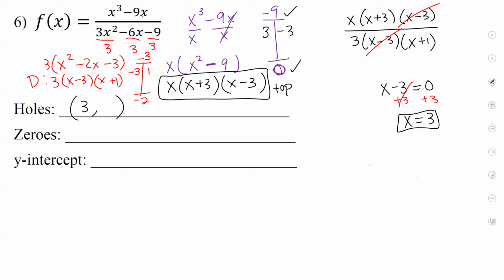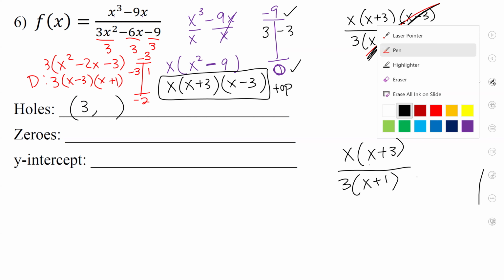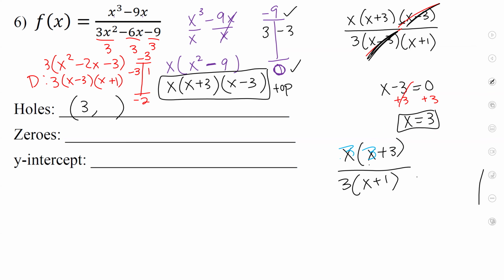Plug in 3 to what is left over. So guys, I'm going to write this nice and pretty so it can all look good. X times x plus 3 and 3 times x plus 1. This is what's left over after you cross these out. Okay, so now I'm going to plug in 3's. So if I put a 3 here, here, and here, what's 3 plus 3? 6 times 3? 18. Uh-oh. 3 plus 1 times 3 is 12. Now we can divide both top and bottom by 6 to simplify it. It'll be 3 halves. All right, so that's the y value of your hole.